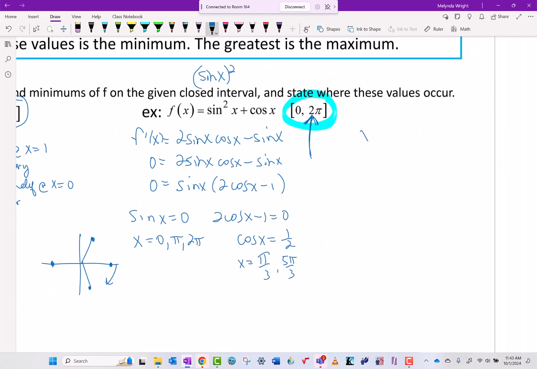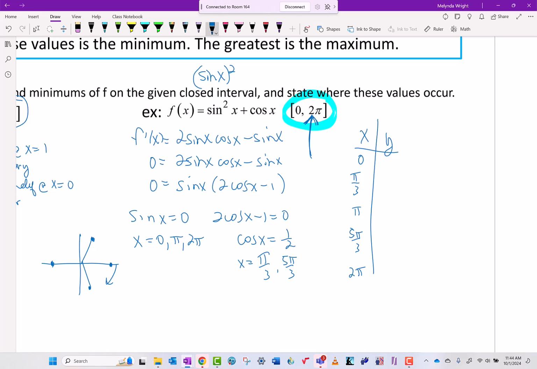Okay, let's make our table, our little chart. Strangely enough, these endpoints also happen to be critical numbers. These are where f prime is 0. Is there anywhere f prime is undefined? Are sine and cosine undefined anywhere? No, so I don't have the second type of critical numbers. That's fine. So I'm going to put them in numerical order: 0, pi over 3, pi, 5 pi over 3, and then 2 pi.